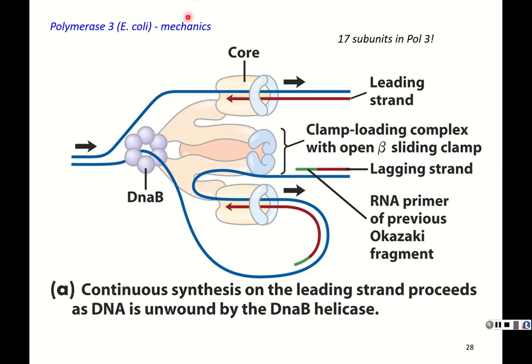Okay, so here's a depiction of how this polymerase replisome is working. This is polymerase 3 from E. coli. There are actually 17 subunits to this, so it's very complicated. You don't have to know every piece of this, but knowing just the basics of how it's working is important. So remember, DnaB is the helicase. This is what's unwinding the DNA.